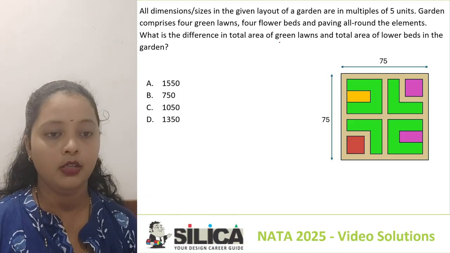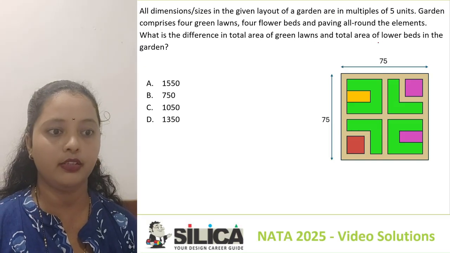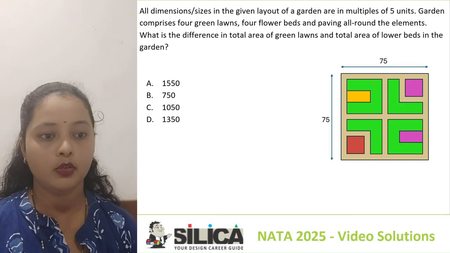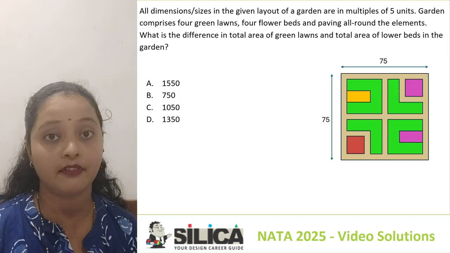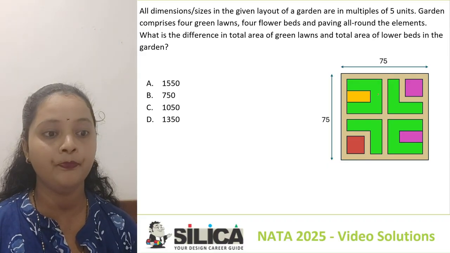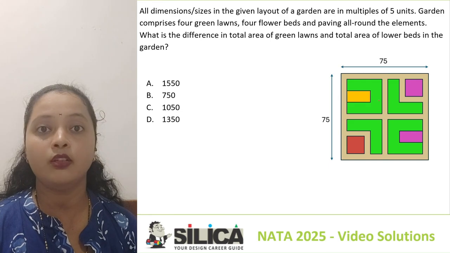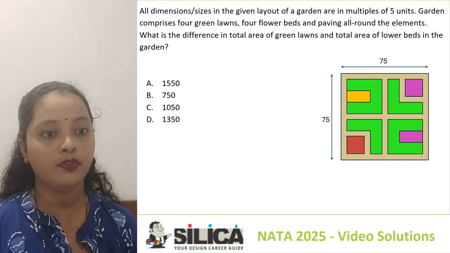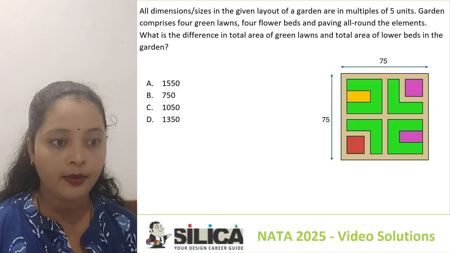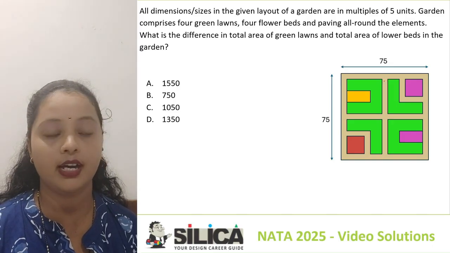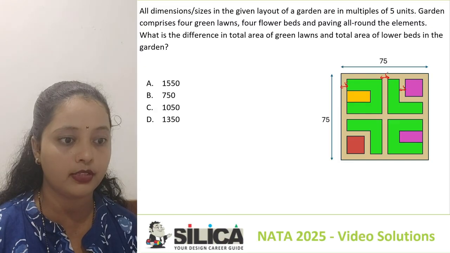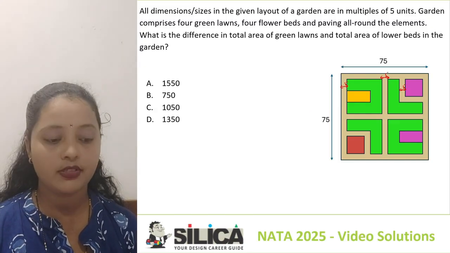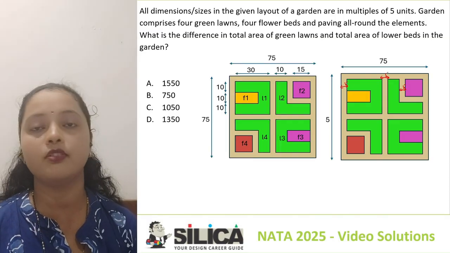What is the difference in the total area of the green lawn and the total area of the pavement of the garden? So basically all we need to do is find the area of the flower beds and the area of the green lawn that they have given in the figure. One thing they have noted is that the gaps or dimensions in between are in multiples of 5. So this gap that you see is 5, this gap is also 5, and this is also 5 units. Based on that, if we try to make a figure, it is going to look like this.